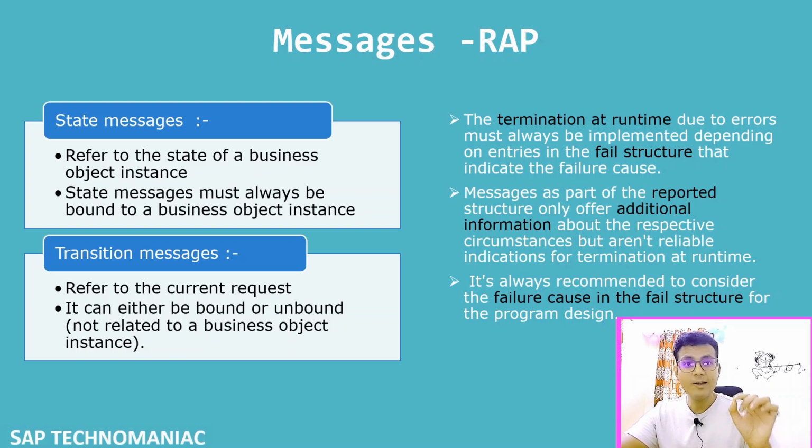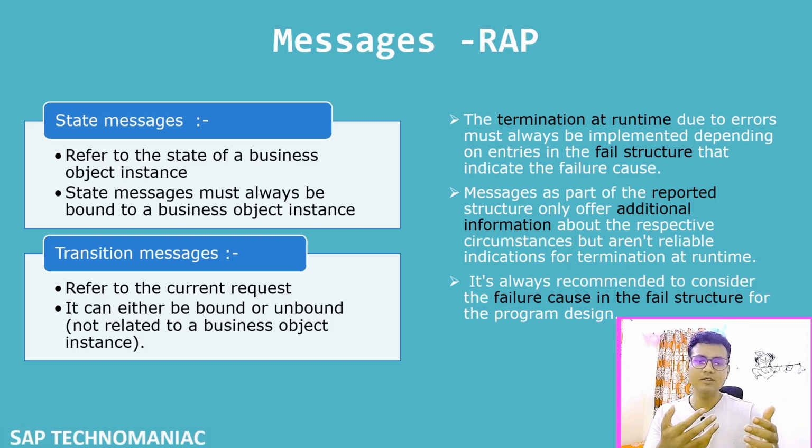In RAP, there are two kinds of messages. One is the state message, the second is the transition message. The difference is that the state message belongs to a particular state, while the transition message is applicable at runtime when you are changing the business object from one state to another state.